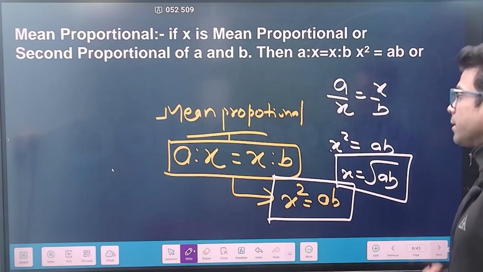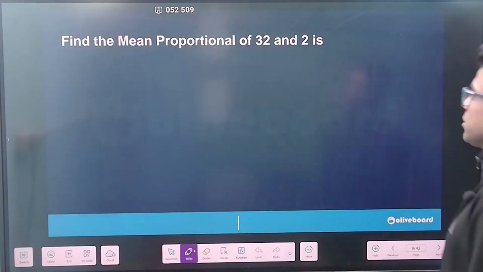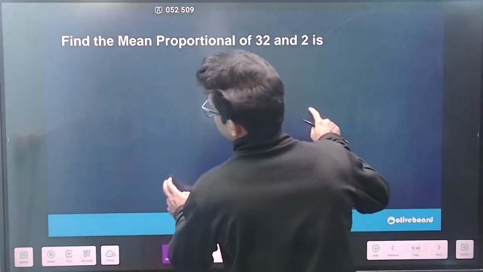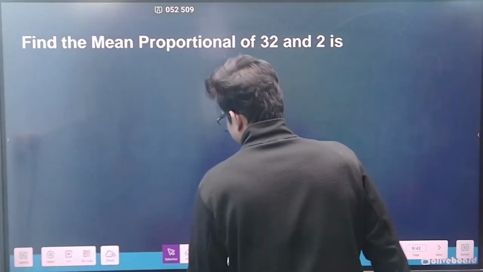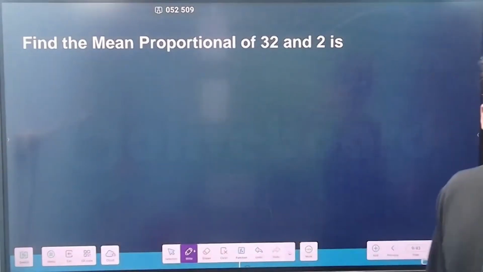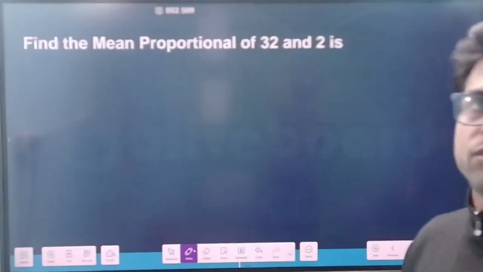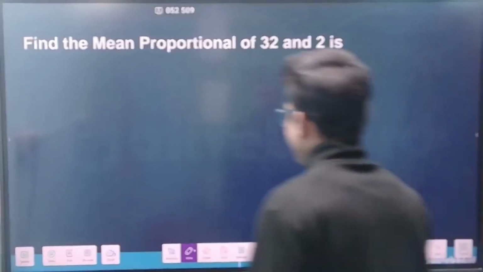Let's come to the second part. Find the mean proportional. Now, there is a first question. As I said, you need to figure out the mean proportional of these numbers. How can we figure it out? What is that mean proportional? We did it right now.